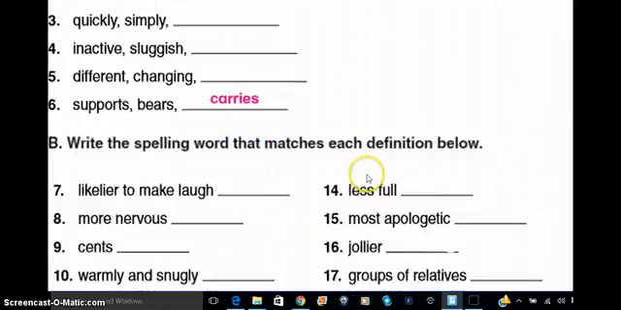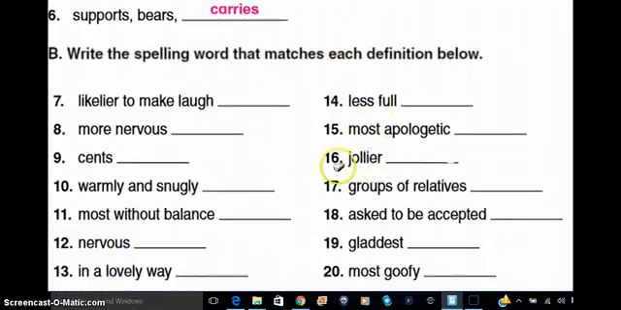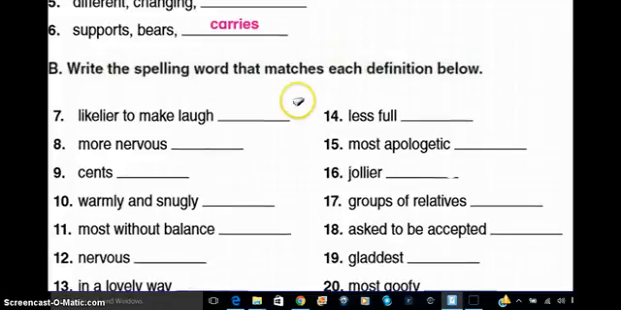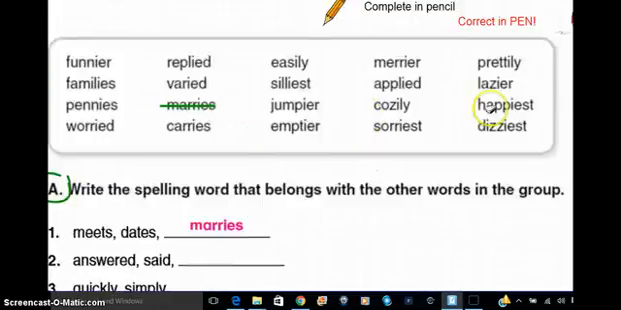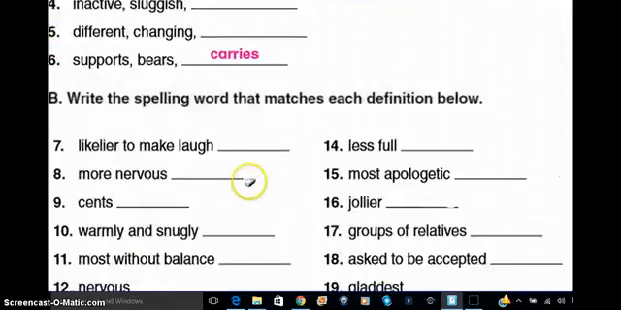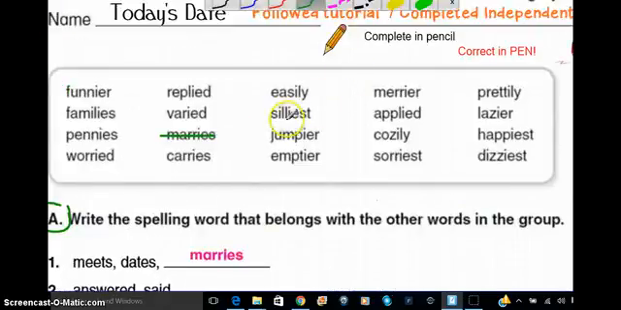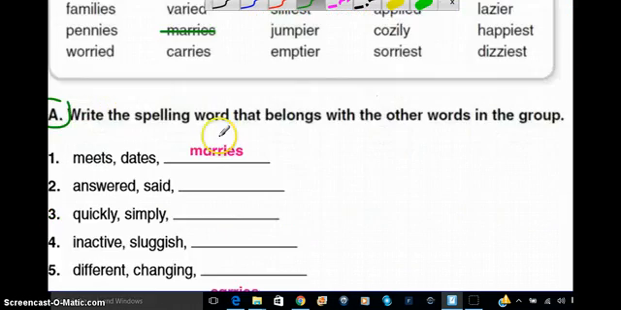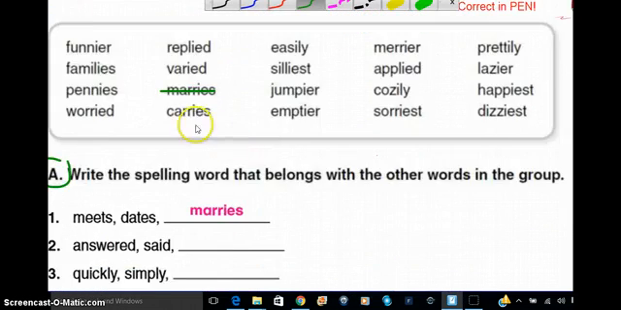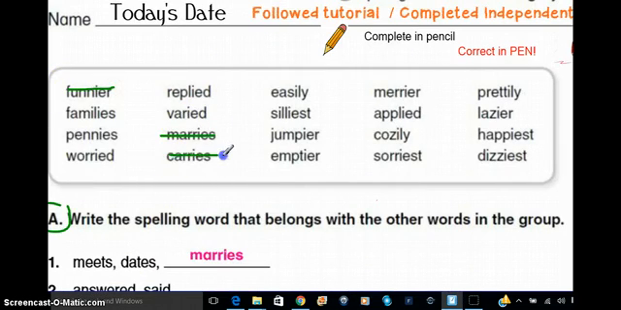All right. Now, let's try one more. And then we're going to find the definition. Likelier to make laugh. If somebody is likelier to make you laugh, what do you think? Out of the words up here, I see happiest, merrier, silliest, funnier. What do you think might make sense? Funnier. All right. So make sure that you are checking these off. Did we use funnier for that one? Yeah, funnier and carries. So I'm going to cross those out and begin.